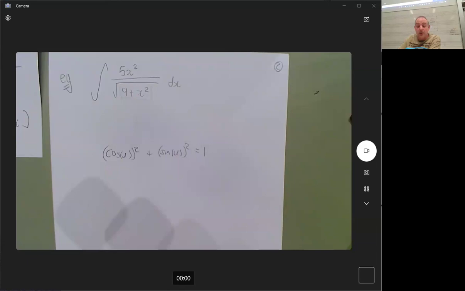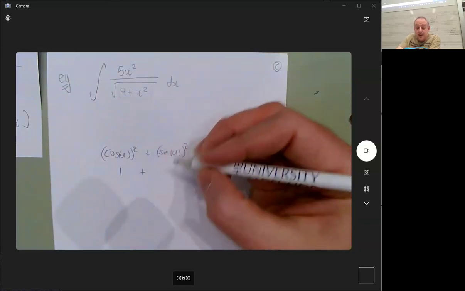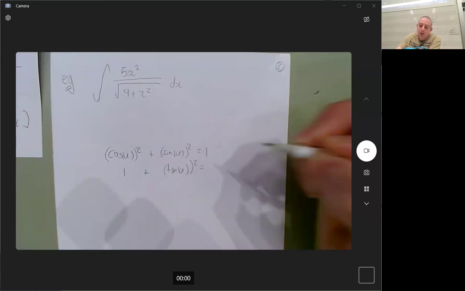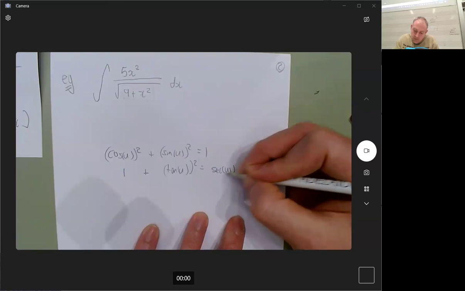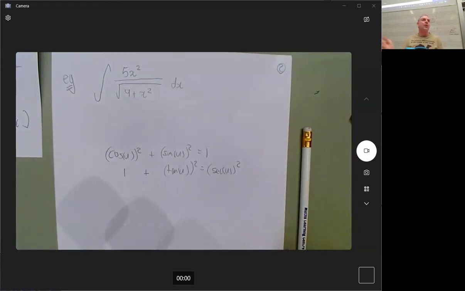And the other one is found by dividing this by cos squared. Cos squared divided by cos squared is 1. And sine divided by cos is tan, so this is tan squared. And 1 divided by cos is sec, so this is sec squared. You see how my brain works? I tend to remember some things and then remember other ones by connection.